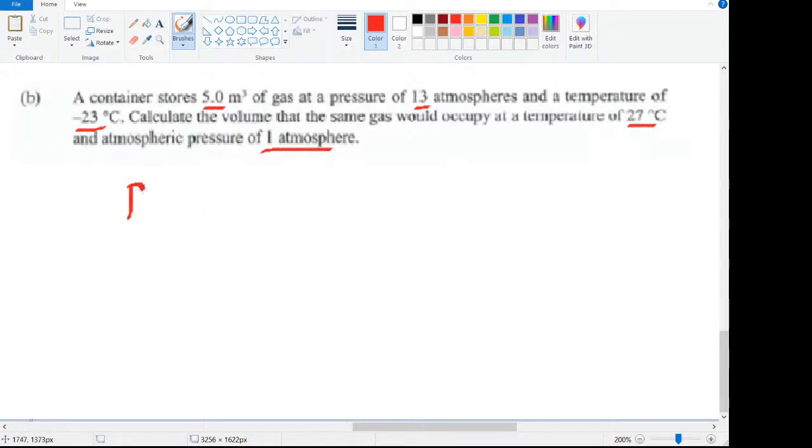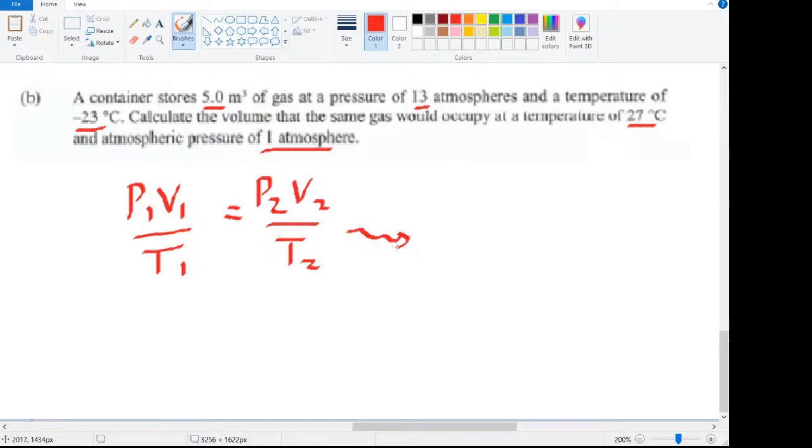So you have to use the general gas equation: P1 V1 over T1 equals P2 V2 over T2. Alright, so they're going to be equal to, put in some numbers here. Pressure 1 is 13, volume 1 is 5.